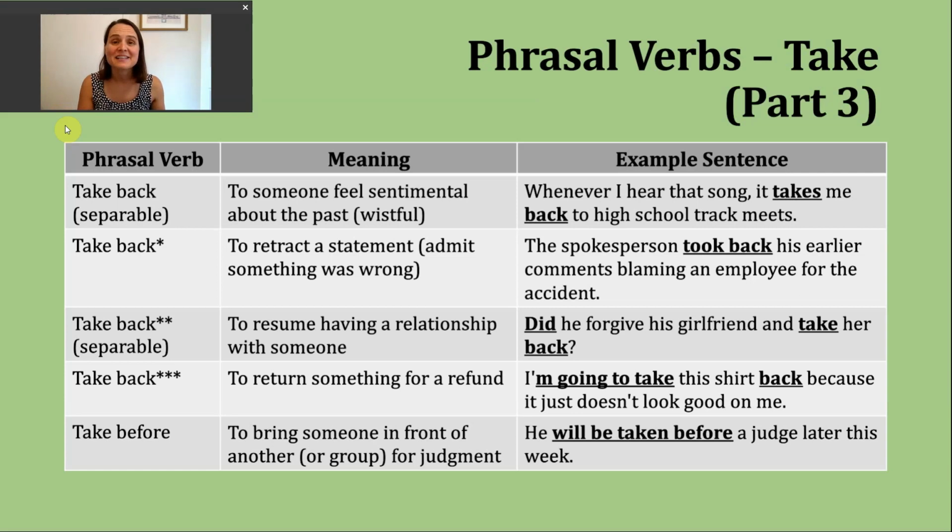You can see that in this question. Did he forgive his girlfriend and take her back? So this is an example of a simple past tense question. So we're kind of asking about two parts. Did he forgive? So maybe she said something during an argument or did something hurtful, and they decided, okay, we're going to break up. And maybe something has changed that is going to make them resume their relationship.